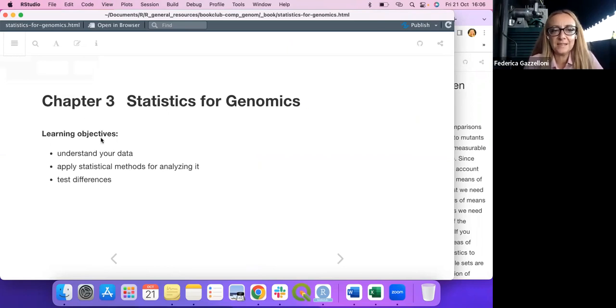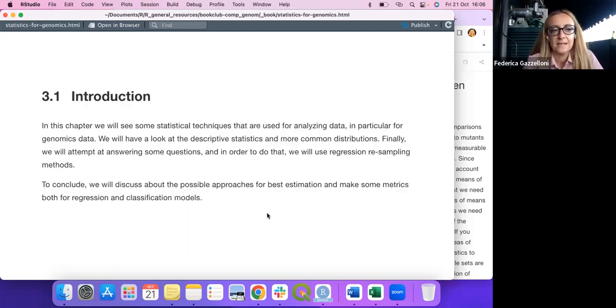So learning objectives are: understand your data, apply statistical methods for analyzing, and test differences. Basically what we do in this chapter is see some statistical techniques that are used for analyzing data, in particular for genomics data. We will have a look at the descriptive statistics and more common distributions. Then finally, we will attempt at answering some questions.